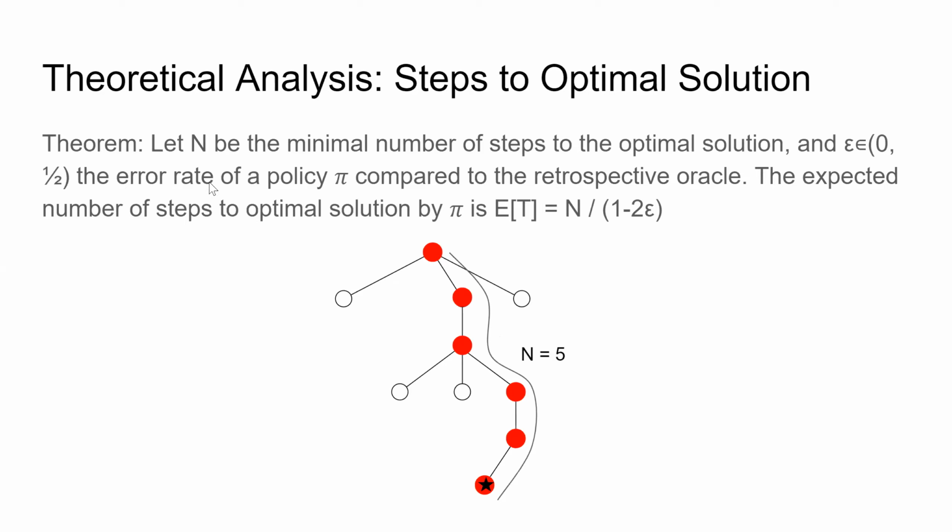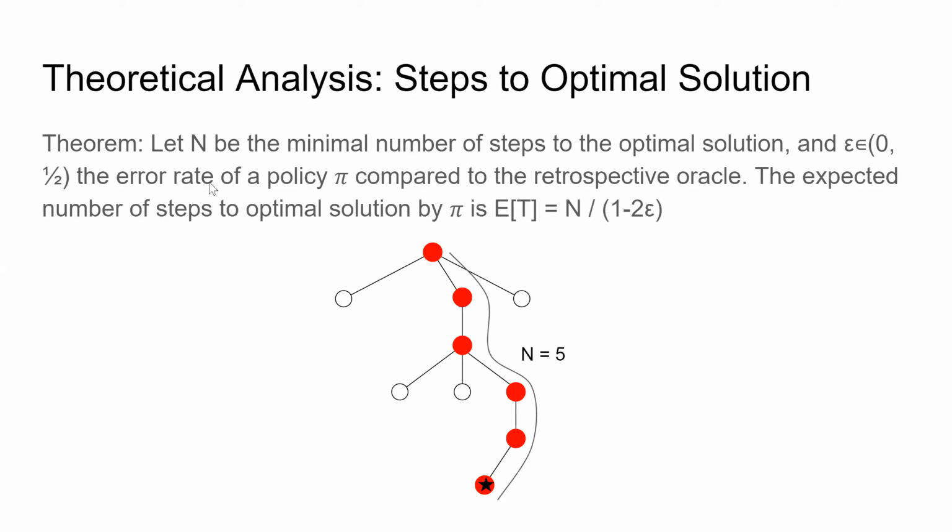In practice, what this epsilon is, is basically the training error we get from training this ranking model. The ranking model is binary. If you think about it, the final prediction is binary, either 0 or 1: I prefer the first one or I prefer the second one. And so here epsilon is a binary classification error with respect to the retrospective oracle.